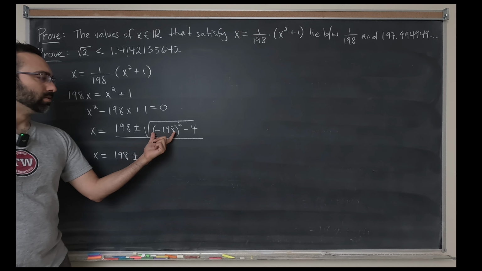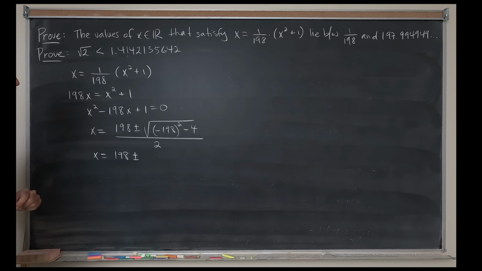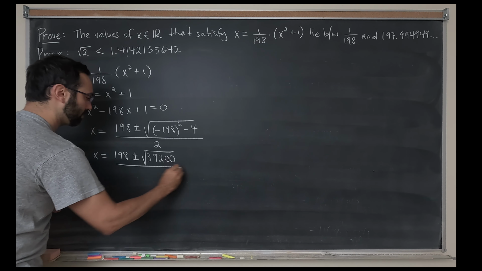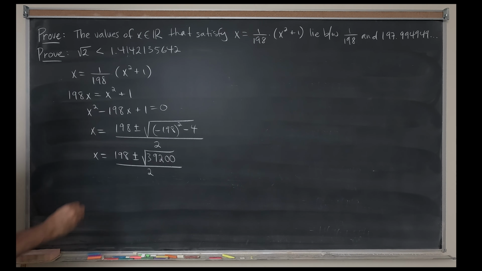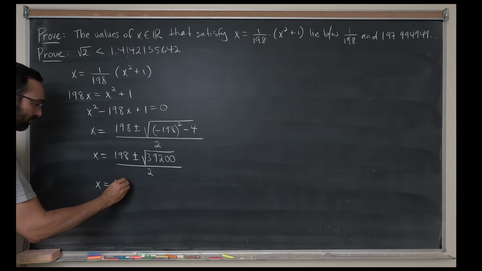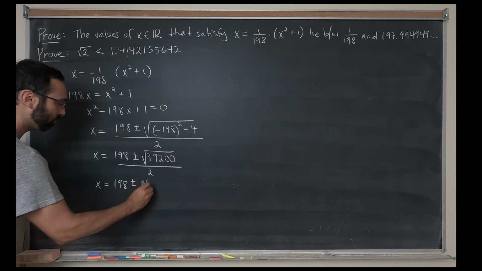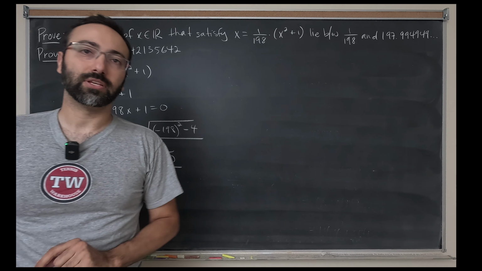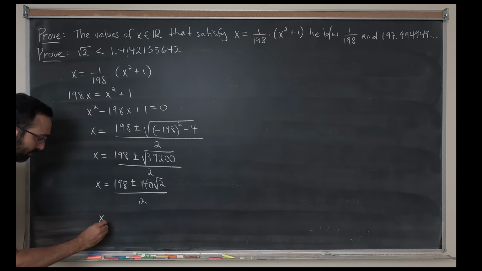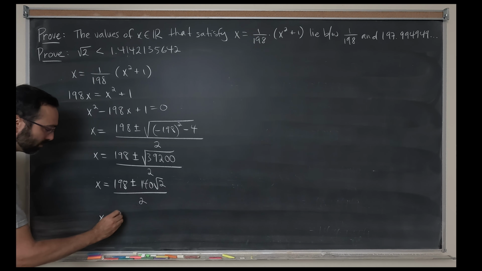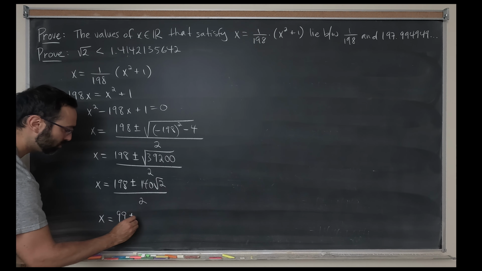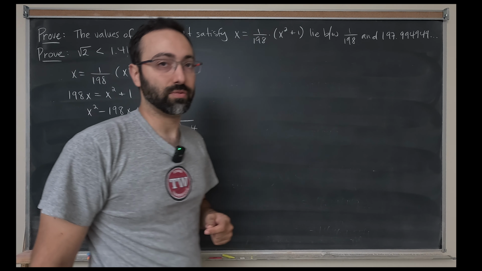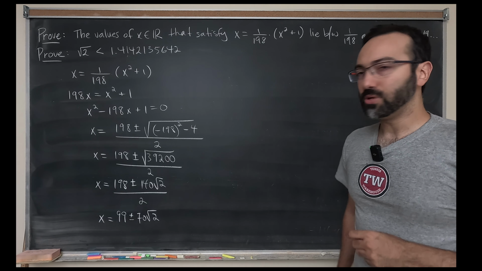Well, this squared minus 4 is 39,200. But that radical reduces. It reduces to 140 square root 2. And now we can simplify this one more time. We get 198 divided by 2 and 140 divided by 2 is 99 plus or minus 70 times the square root of 2. Well, what do we do from here?